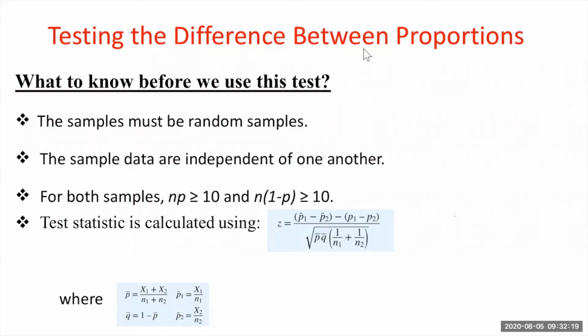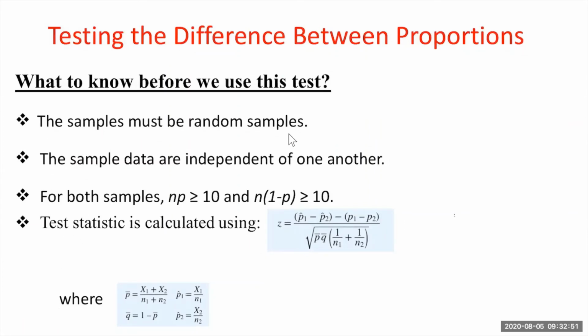Testing the difference between proportions. So what you need to know before we talk about the proportion. If you look at first two examples, we talk about the mean. When we're talking about the mean and the population standard deviation is known, we use z-test. When we are talking about mean and population standard deviation is unknown, we use t-test. Now we have the third one, proportion. In proportion, we use the z-test. Same concept as we have seen last time.